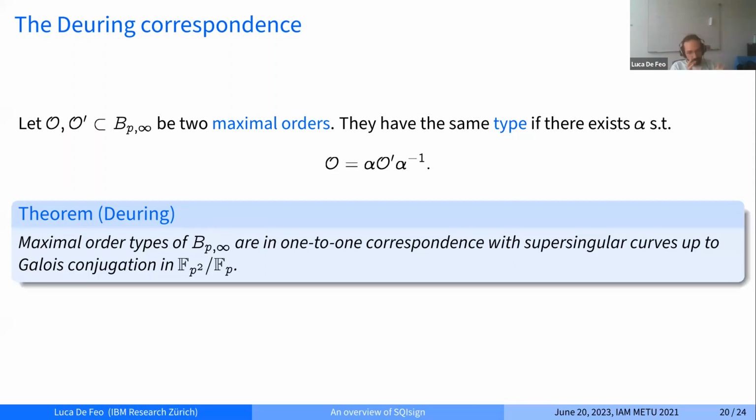So the correspondence is a bit twisted because you also need to be careful about Galois conjugation in F_p squared, but it gives you essentially a mapping where every supersingular curve up to isomorphism corresponds to only one possible order type, which is its endomorphism ring. And so this is the beginning of the Deuring correspondence.